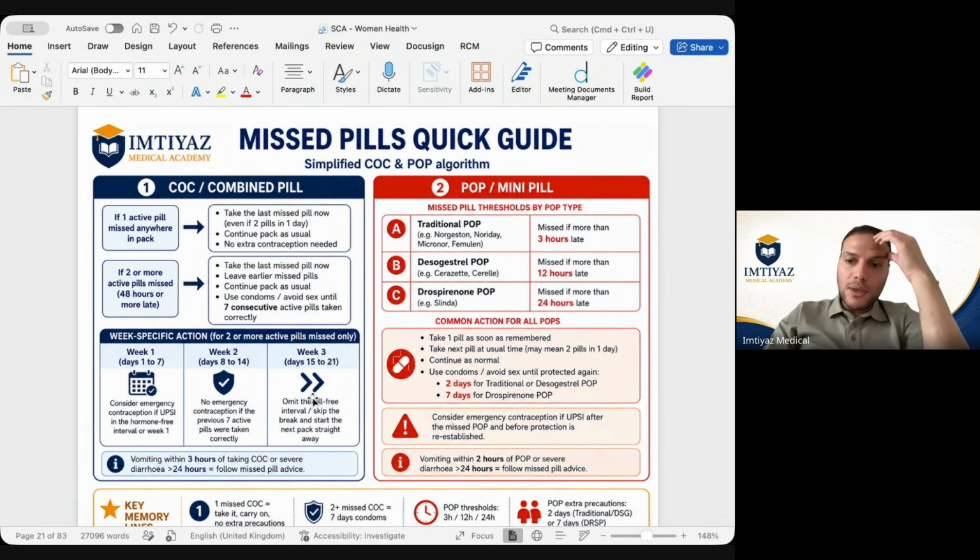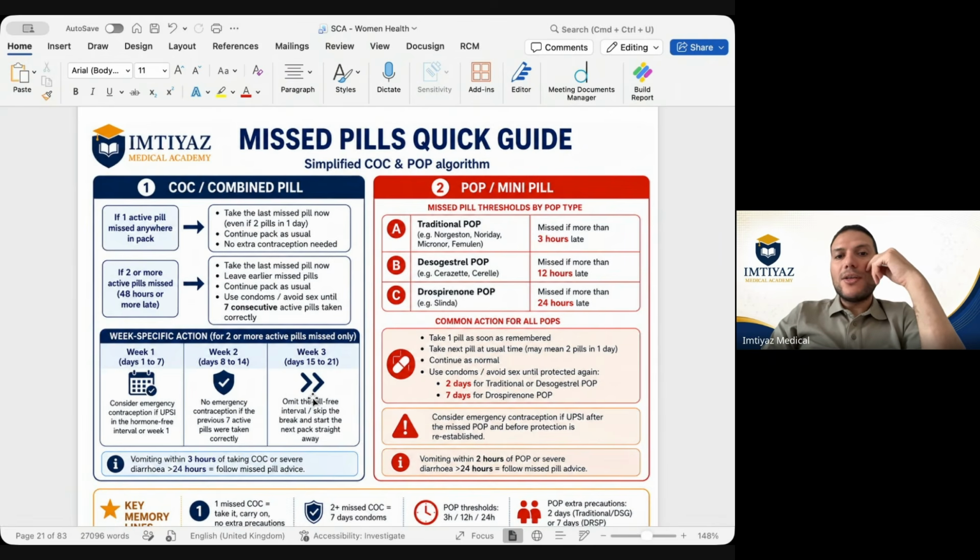For progesterone-only pills, it is simpler. First, it depends on what kind of progesterone-only tablet. Is it the traditional one, like norethisterone? We consider it missed if she is more than 3 hours late. So she used to take it at 9 a.m. Now it is 1 p.m. After 4 hours, it is missed.